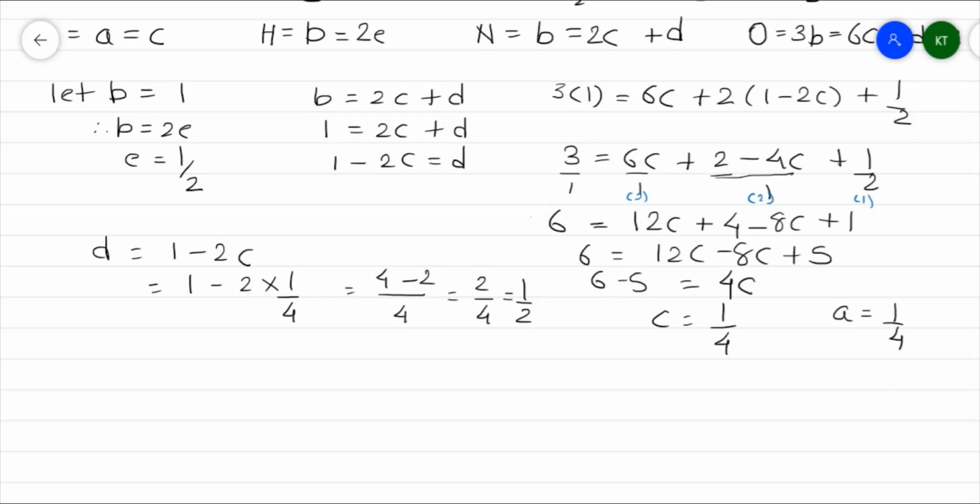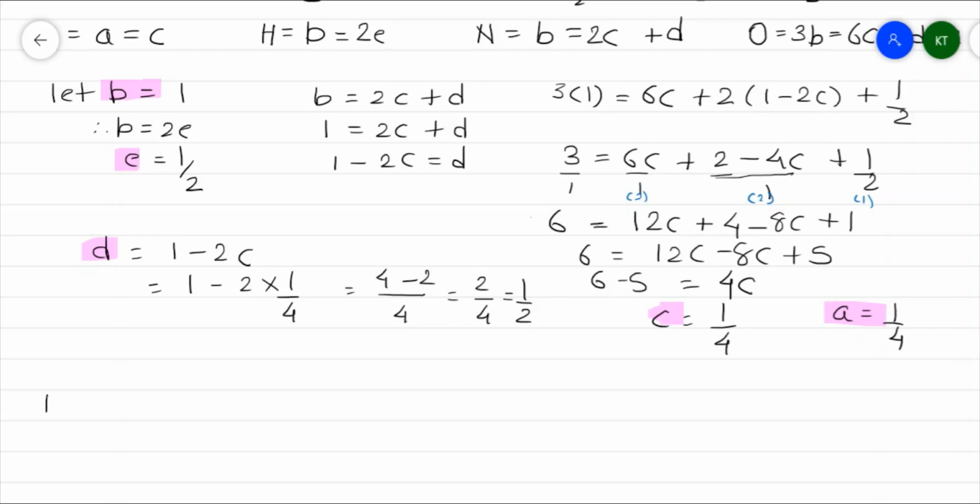Okay, so we get it as 1 upon 2. Further, now let me substitute the values over here. D, I already got it, 1 upon 2. So let me substitute these values of A, B, C, D. Here I have A value as 1 upon 4, B value as 1, C value as 1 upon 4, D value as half, and E value as 1 upon 2. So let me substitute these values here.